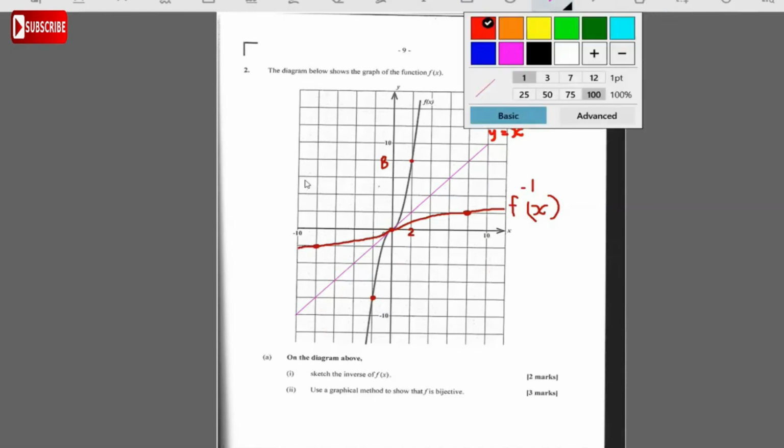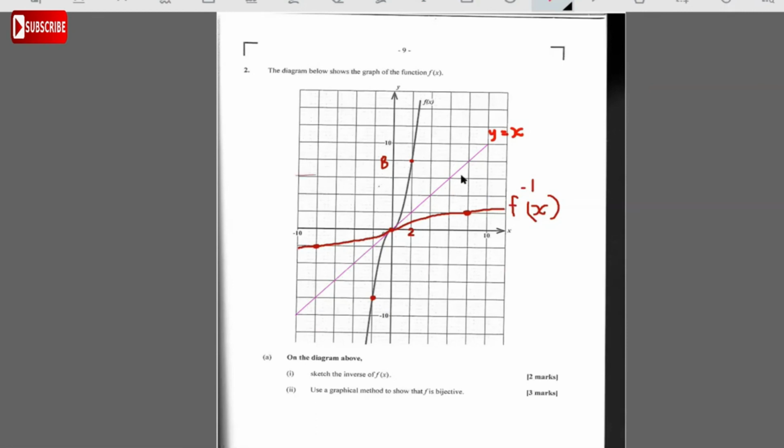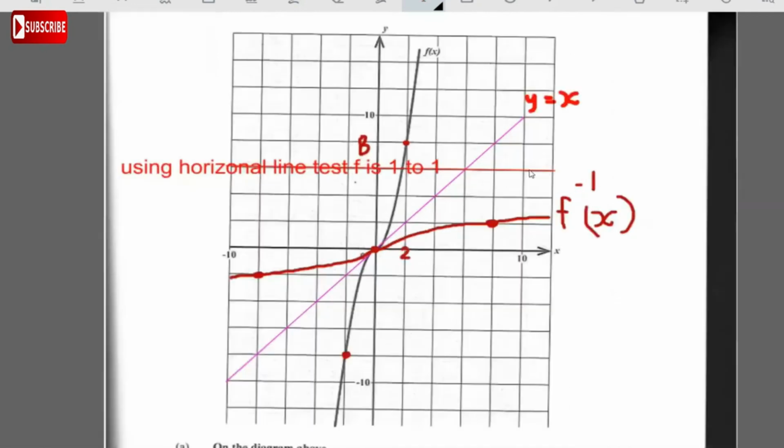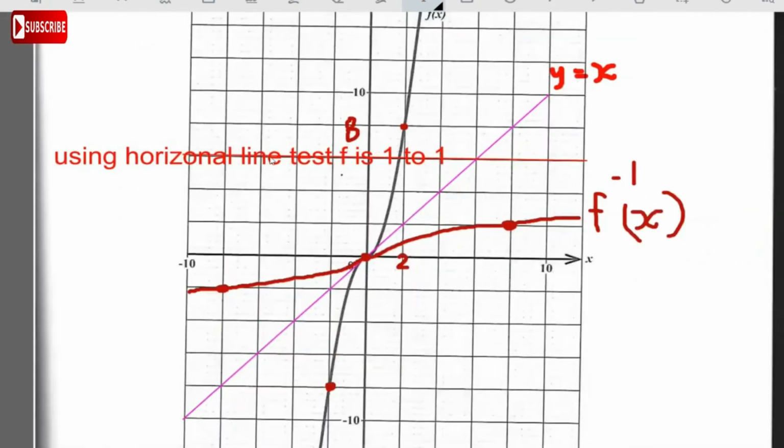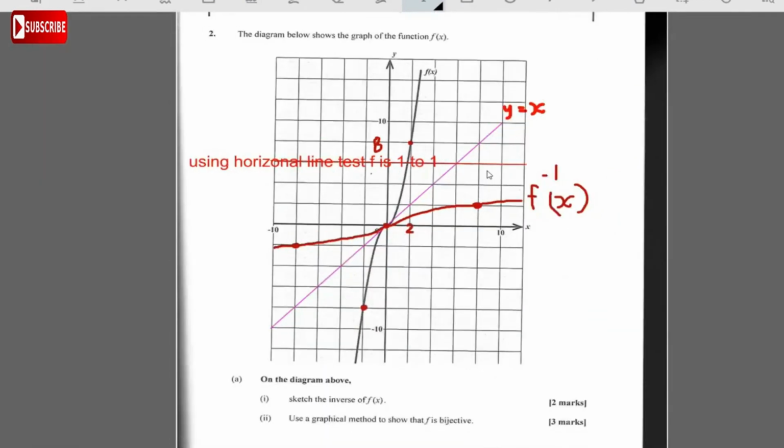So doing the horizontal line test, right here you can see that f is one to one. Clearly, using the horizontal line test, we can see that f is one to one right here. This red line is the horizontal line. Nice. So we do the horizontal line test, so f is one to one.